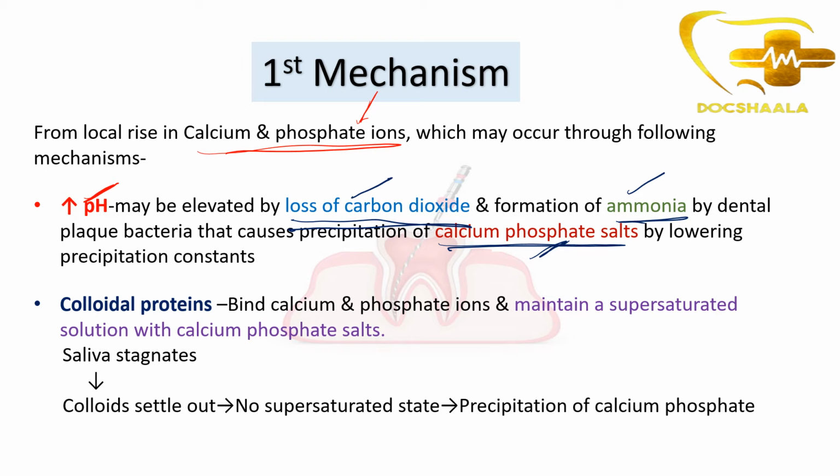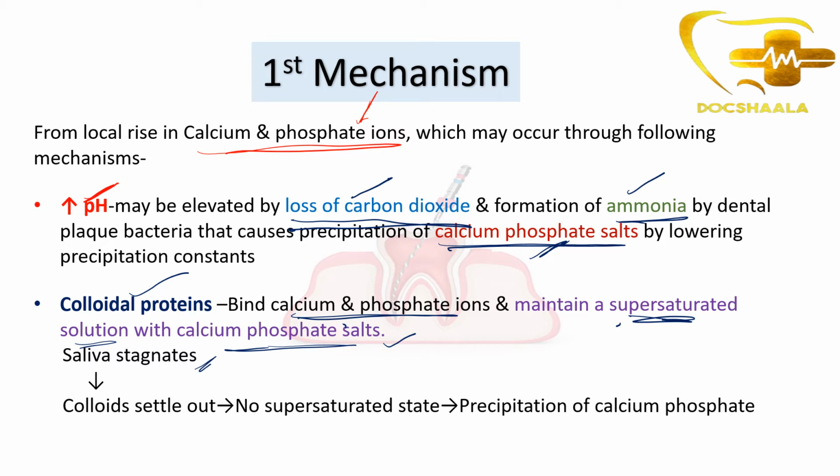It might also be caused by colloidal proteins. So colloidal proteins, what they do is they bind calcium and phosphate ions and they maintain a supersaturated solution with calcium phosphate salts. When the colloidal proteins in saliva bind with calcium and phosphate ions, they maintain a supersaturated solution with calcium phosphate salts. So what happens here when the saliva stagnates? Saliva stagnates when we don't brush properly, right?